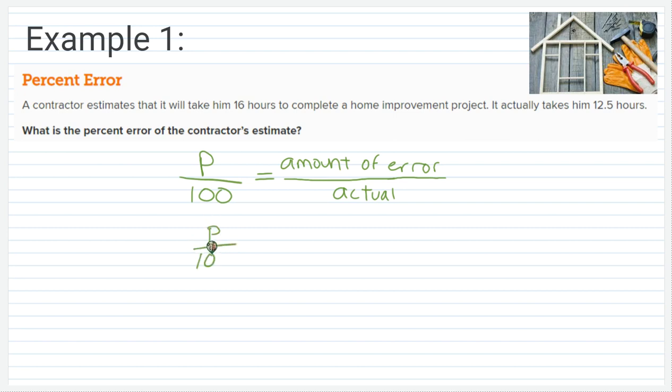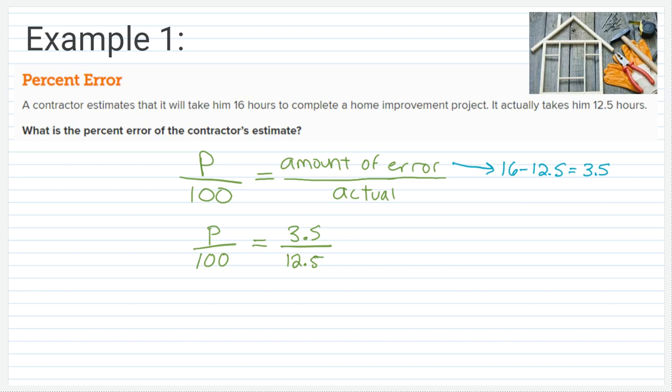So that is still going to be my unknown value. The amount of error we can actually find. So the amount of error, again, is going to be the difference between your estimate and the actual, or the actual and the estimate. Again, you're just going to do the greater value minus the lesser value. So 16 minus 12 and a half, and that's going to tell me the amount of error is 3 and a half. So in my proportion, I'm going to have 3 and a half at the top of this ratio on the right-hand side. And then the actual time is 12 and a half. So that's going to go on the bottom of this ratio on the right-hand side.